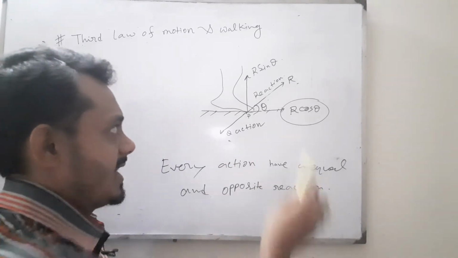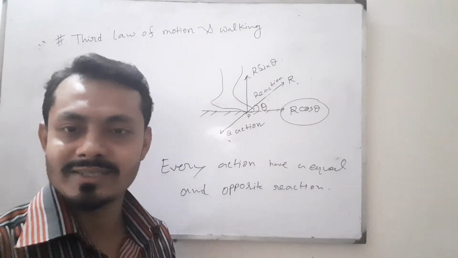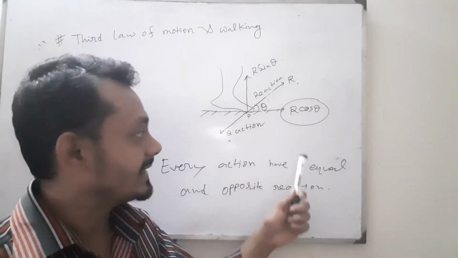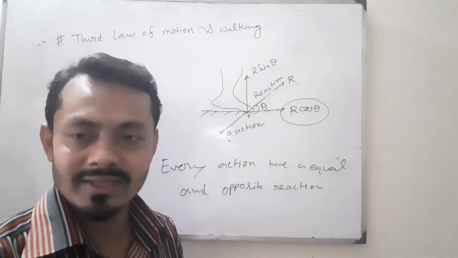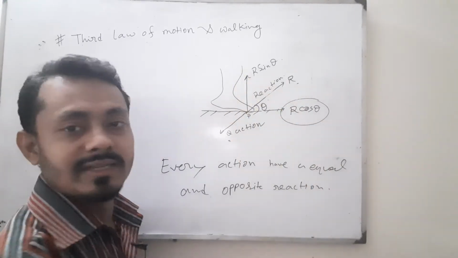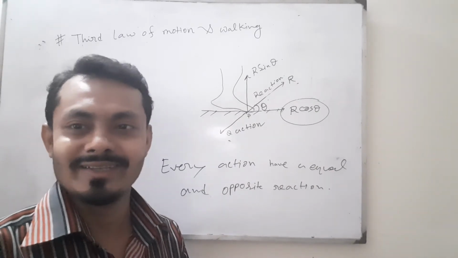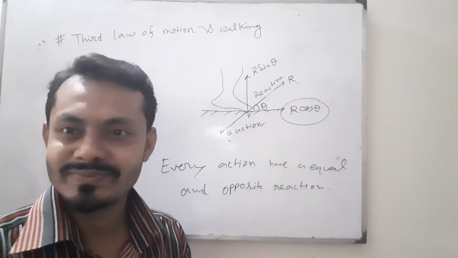Here r sin theta is balanced by our weight. So the only effective force is r cos theta. So when you walk on the ground, r cos theta is effective. That's why we can walk on the ground.